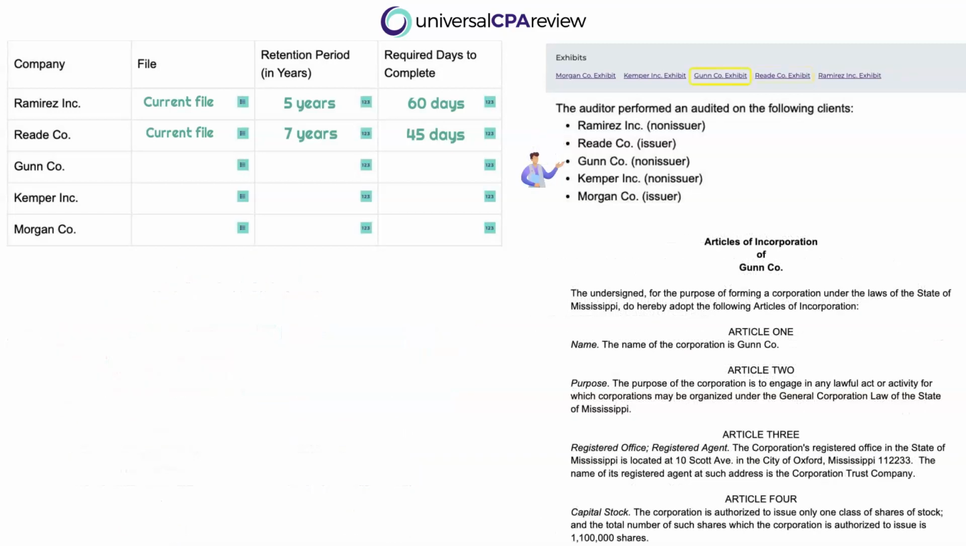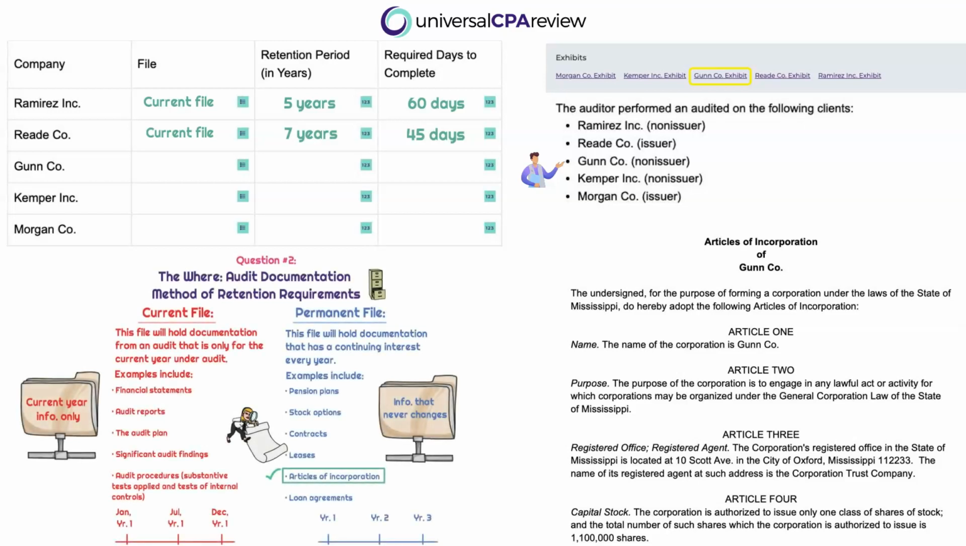Okay, so the information related to Gunco, we know Gunco is a non-issuer. If we open up this exhibit, we see that this is Articles of Incorporation of Gunco. Articles of Incorporation is a document that states when the company was incorporated. And this is information that's going to have a continuing interest year after year, right? This is never changing. All right, because they incorporated in the state of Mississippi, this isn't information that's going to change. They will have always incorporated in the state of Mississippi. So it's not information that is related specifically to the current period audit report.